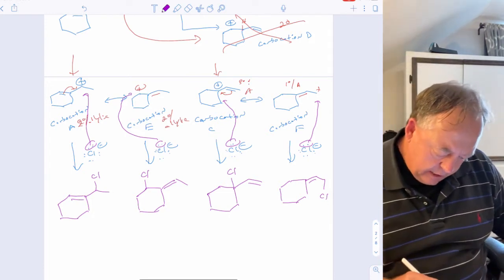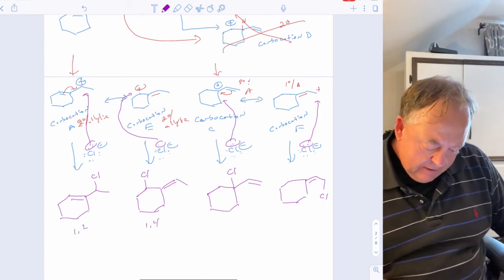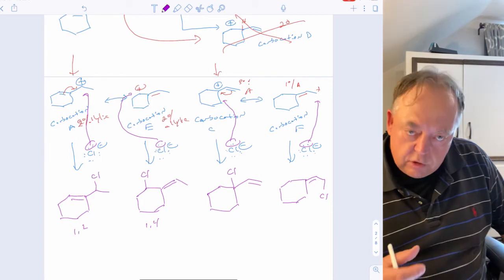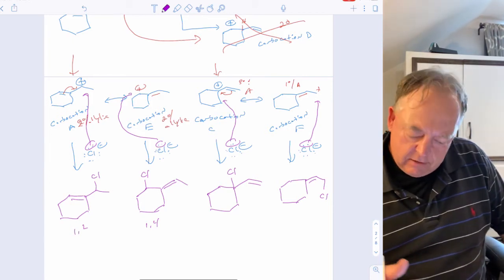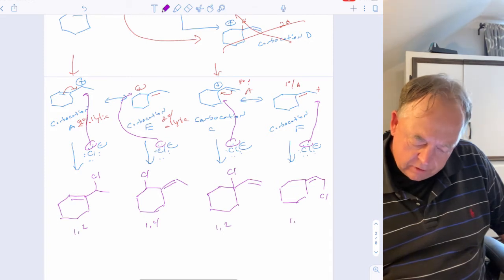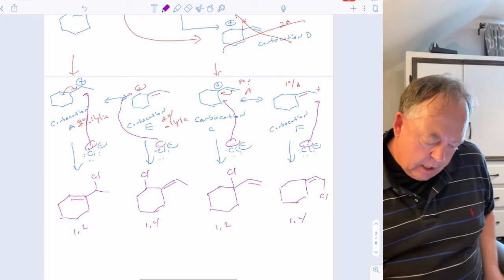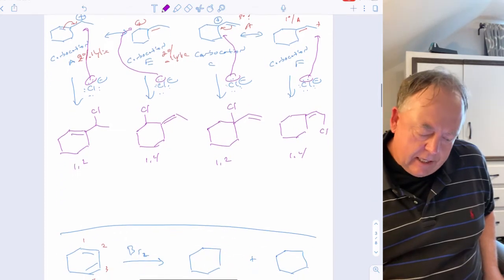So this would be a 1,2 addition product. This would be a 1,4. So that's the 1,2 and 1,4 with respect to alkene A reacting. Or if alkene B reacted first, this would have been a 1,2 product, and that would have been a 1,4 addition product. Okay, so now which one is kinetic, which one is thermodynamic?